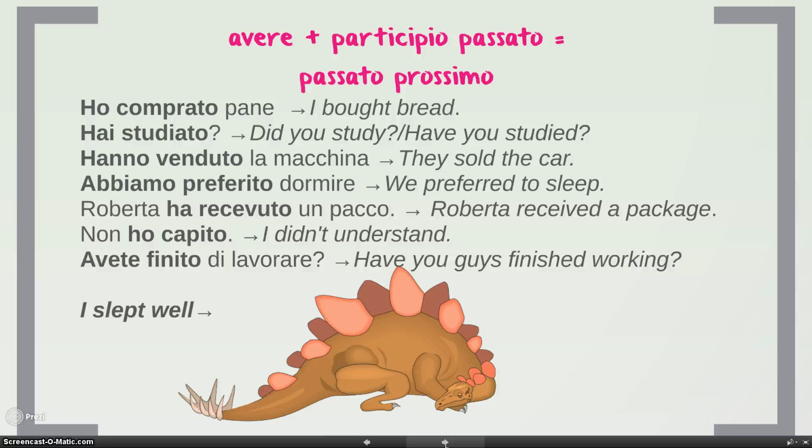So here we have some examples and their English translations. Ho comprato pane.